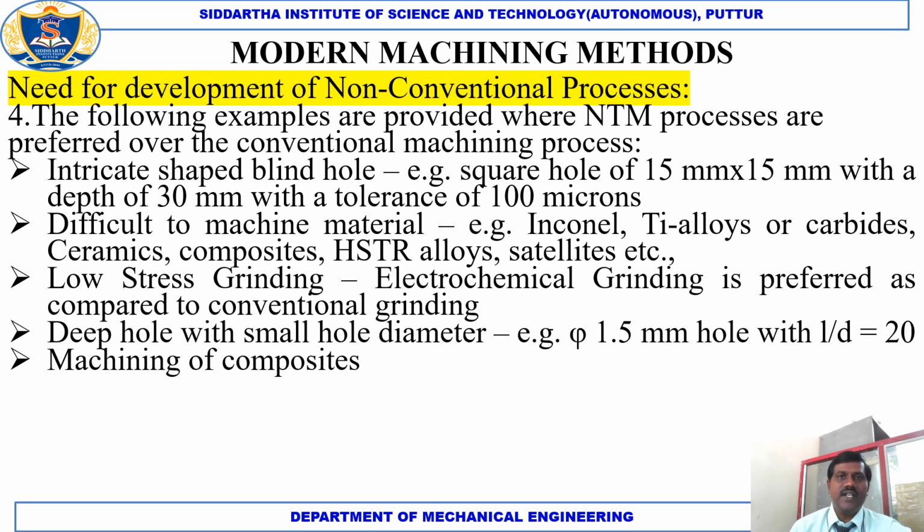And deep holes with small hole diameters. Whenever you want to create a hole with a very small diameter and a high length, it is very difficult in conventional machining because the drill bit may break if the length is large compared to the diameter of the drill bit. But those types of deep holes with small diameters can easily be produced by modern machining methods. The machining of composites is also very difficult by conventional machining, but with modern machining methods, we can easily cut any complex shapes without any problems.